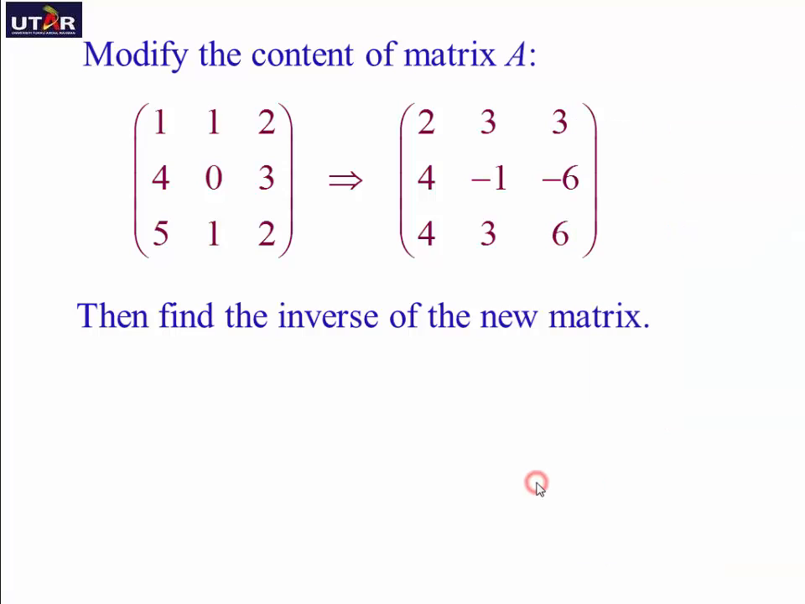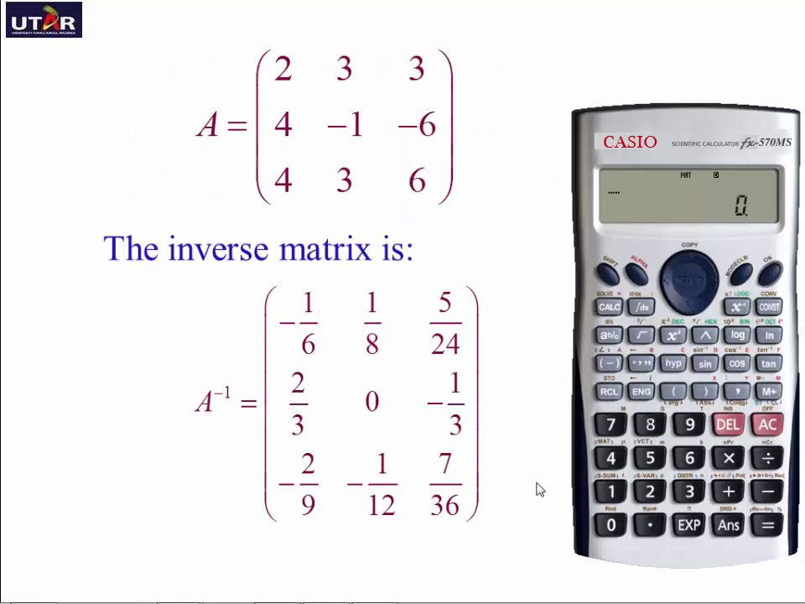Alright, so we need to find the inverse of the new matrix now. Matrix A, we have changed. We have added just now, so we can just call it out and find out the inverse. So let's go. Shift 4. I still call out the matrix A, which is number 1. Remember the inverse? We just press the x power negative 1 button on your calculator. Alright, and then we press equal sign.